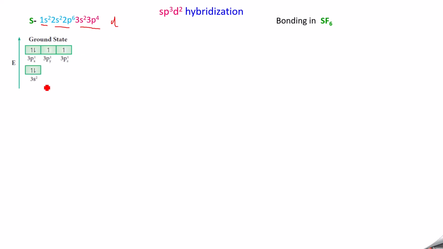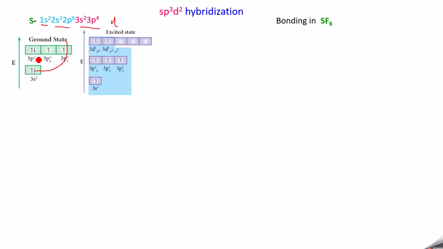So you can write the ground state configuration like this. In the s orbital you have 2 electrons, in the p orbital you have 4. First, the px orbital has 2 electrons, and py and pz have 1 electron each. And then you have the 3d orbitals also. So you can go to the excited state where one electron from 3s and one from the px orbital will be promoted to the d orbitals, that is dz square and dx square minus y square.